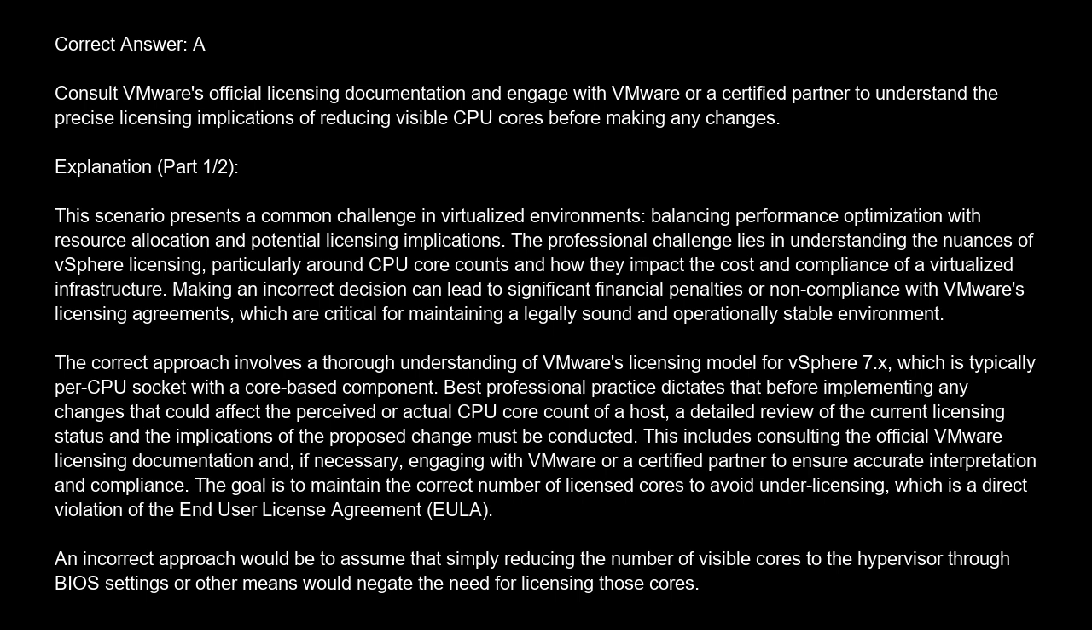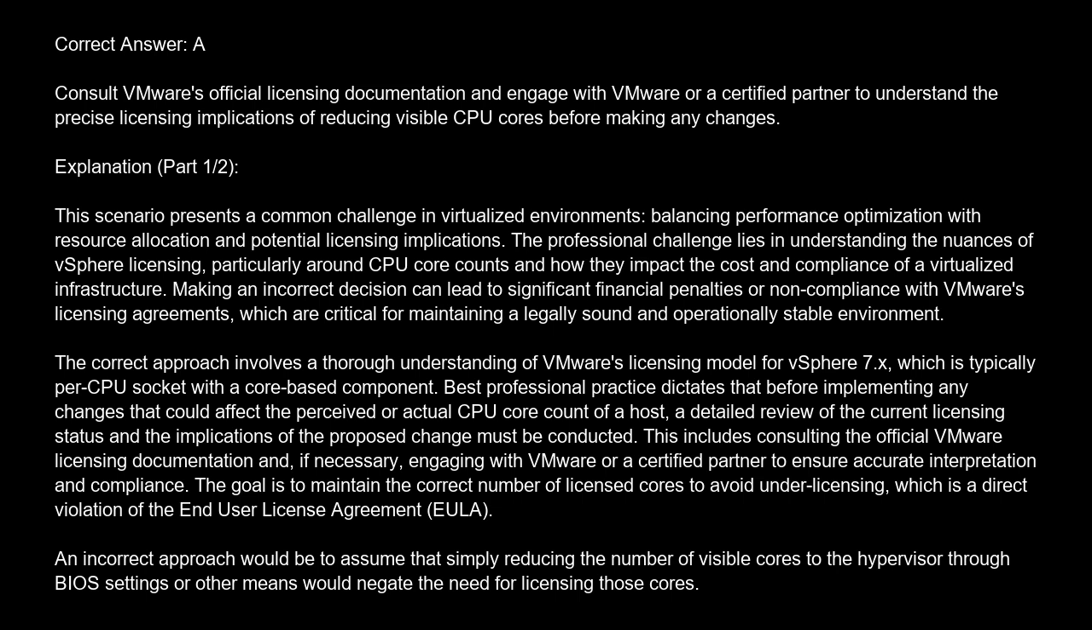The correct approach involves a thorough understanding of VMware's licensing model for vSphere 7X, which is typically per CPU socket with a core-based component. Best professional practice dictates that, before implementing any changes that could affect the perceived or actual CPU core count of a host, a detailed review of the current licensing status and the implications of the proposed change must be conducted. This includes consulting the official VMware licensing documentation and, if necessary, engaging with VMware or a certified partner to ensure accurate interpretation and compliance.